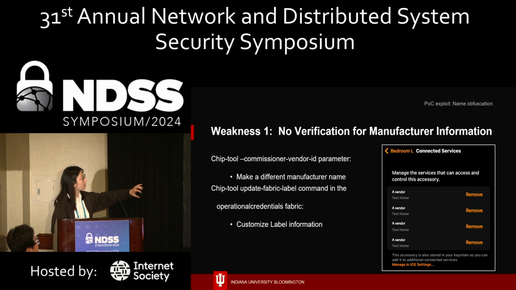And here the problem is there is no verification for such manufacturer information, the name and the labels. So we can use ChipTool to construct the same information. Here we construct four control channels with the same manufacturer information. More specifically, we can use the commissioner vendor ID parameter and the update fabric label command to construct such information.